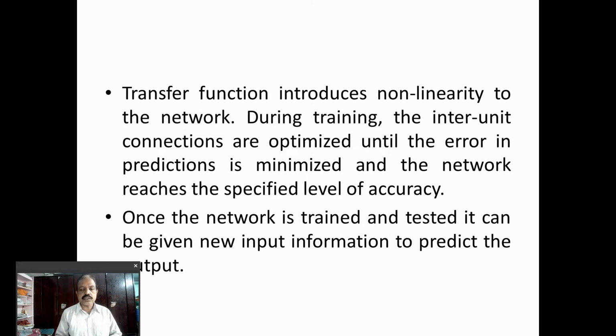Then the transfer function introduces nonlinearity to the network, and during training the inter-unit connections are optimized until the error in the prediction is minimized or eliminated. Elimination is not possible, so we go for the minimization of that. And once the network is trained and tested, it can be given new input information to predict the output. So these are the things.